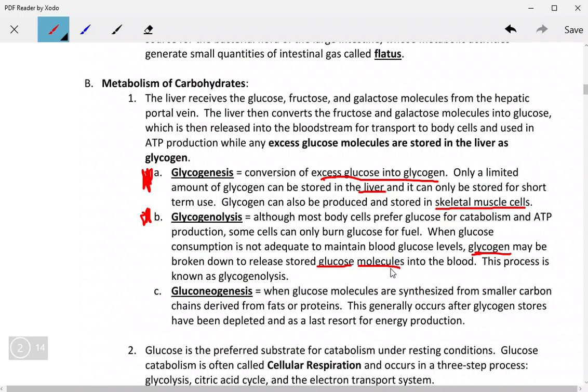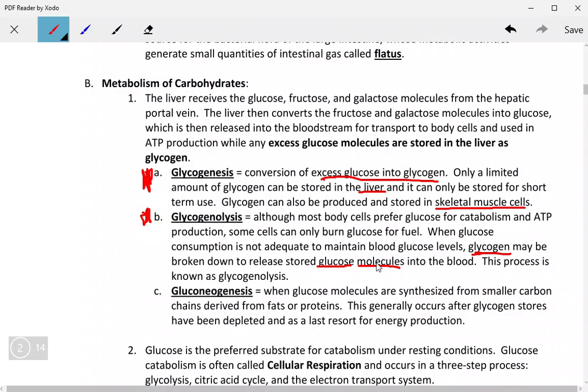Now, under which conditions would you want to do this? Well, let's say the glucose supply of the body is depleted. We can usually see this. All right, some cells, such as your brain cells, can only use glucose for energy, your brain cells.